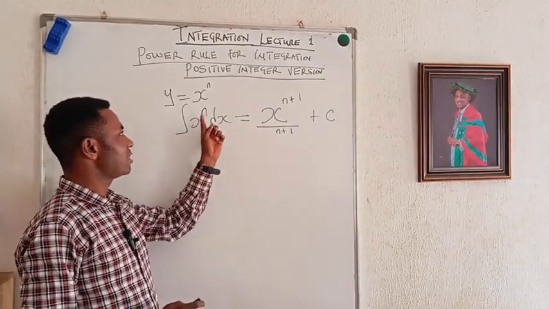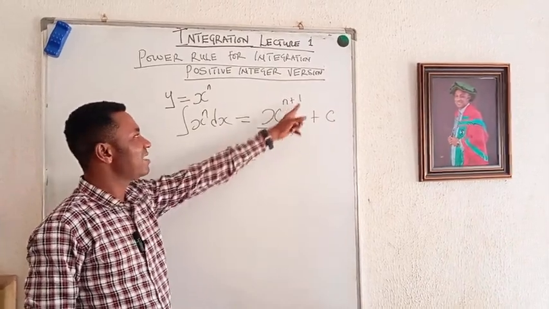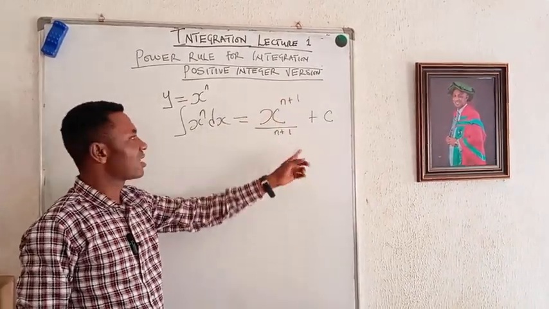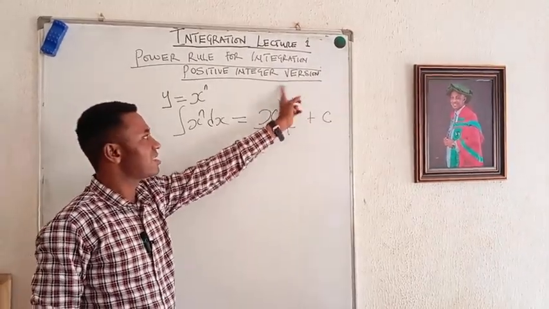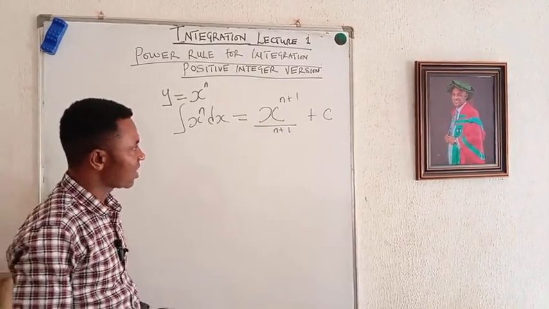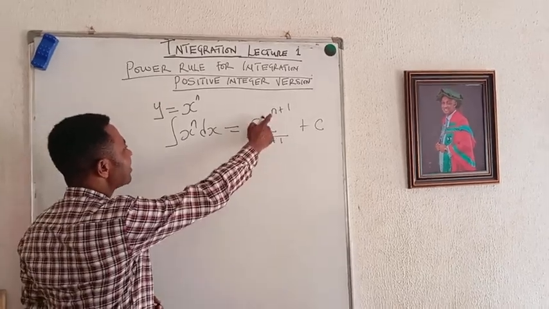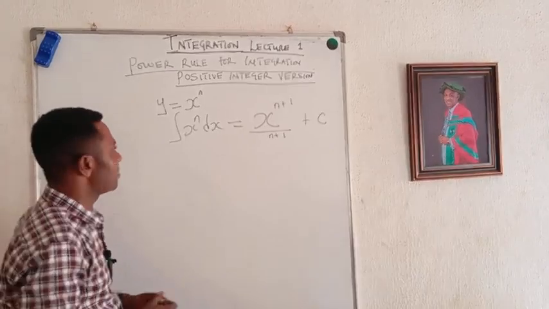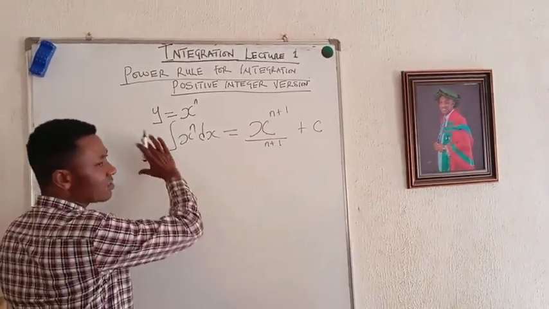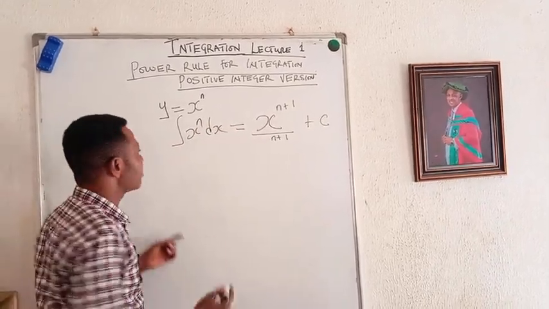Look at it now. The power is n, so 1 is added to the power, and then the new power of x is taken to be the denominator. That is what the power rule is saying, where this n plus 1 is a positive integer. Now, this is a general, generic case, so let's consider some examples.